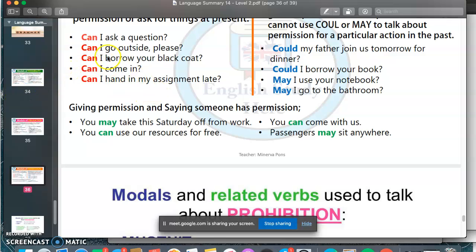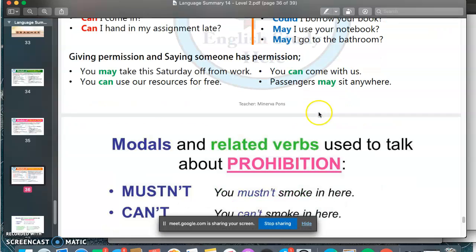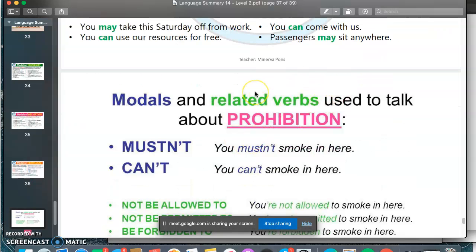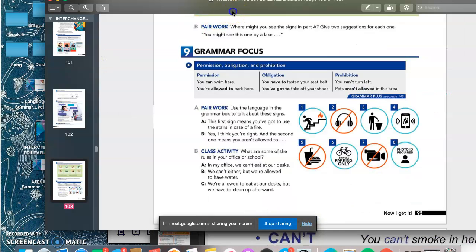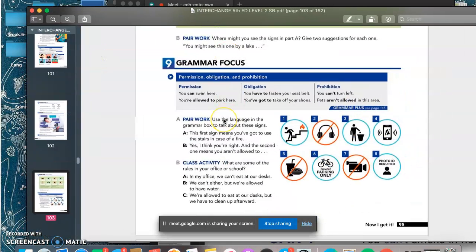If I say, can I come in, you can say, yes, you can come in. So that's basically it. And then we have the models of prohibition. We have mustn't, we have shouldn't, we have can't, and so on. This is actually not a very hard topic. So these are the ones that we have in the book.